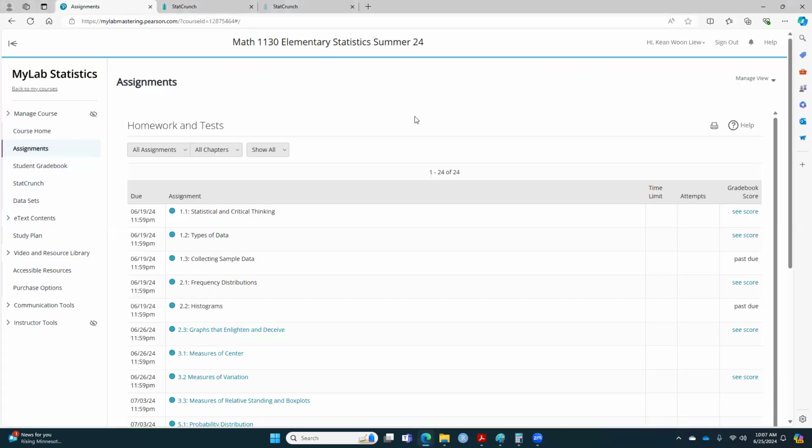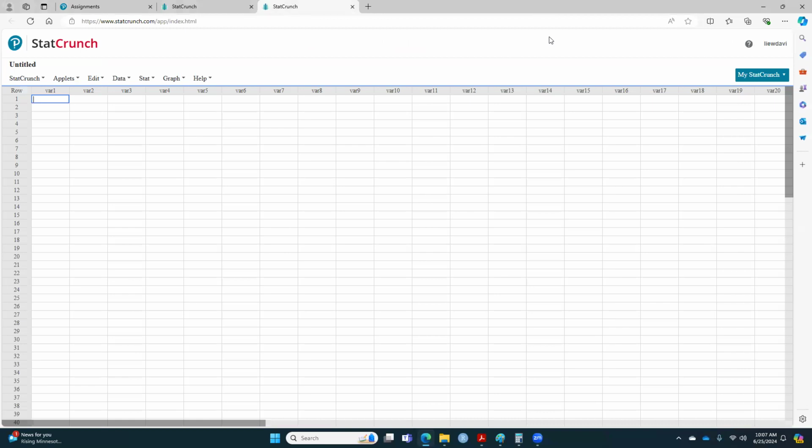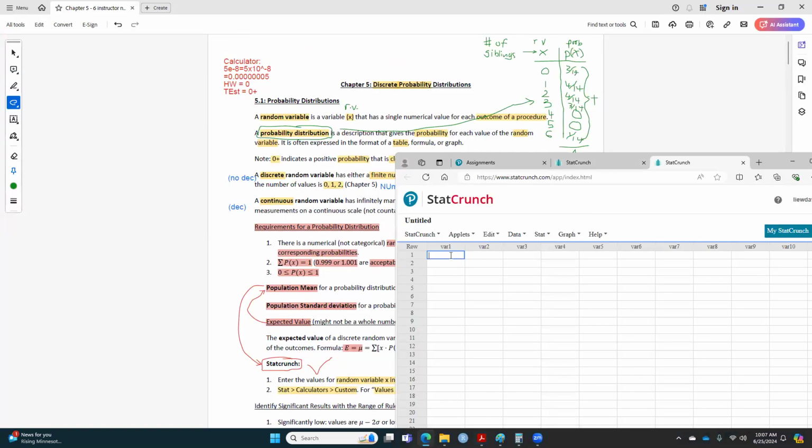So I'm going to get my StatCrunch out here. Okay. So var1 here is where you enter the numbers 0, 1, 2, 3, 4, 5, 6. And var2 is where you enter your probability. Now I do not know if it will take this. Let's see if it takes this. If not, then I have to change it into decimals. I think it might not work. Okay, so I think I have to change to decimals, and then we'll see.